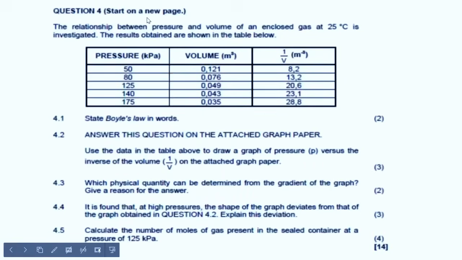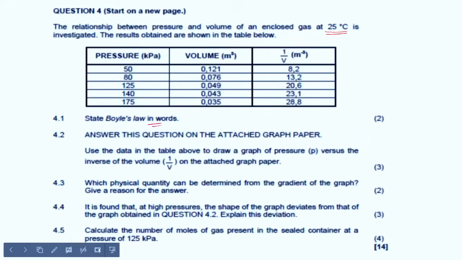Now, let's get to this one. Question 4 says the relationship between pressure and volume of an enclosed gas at 25 degrees Celsius is investigated. The results obtained are shown in the table below. Then 4.1, as expected, says state Boyle's law in words.